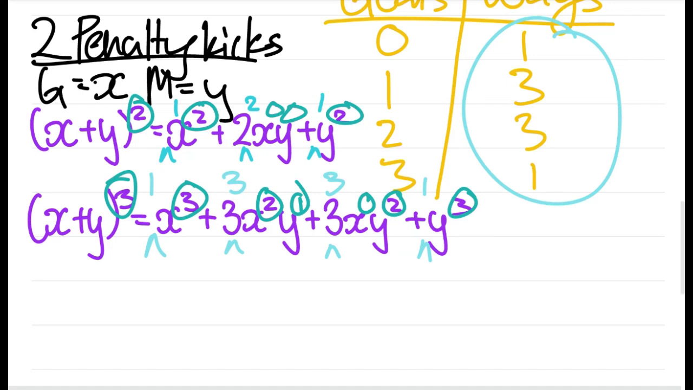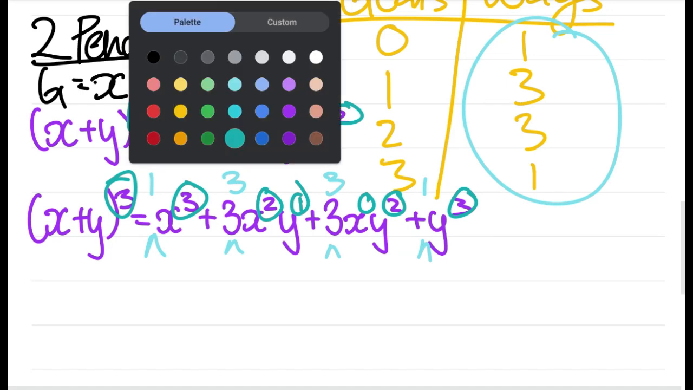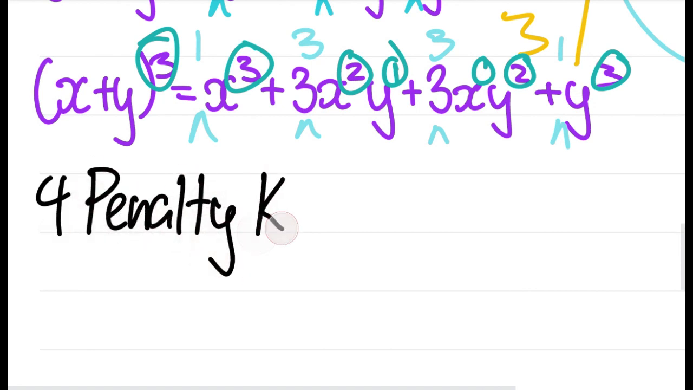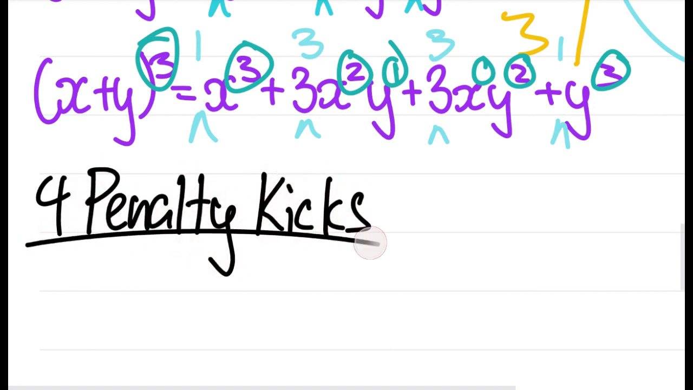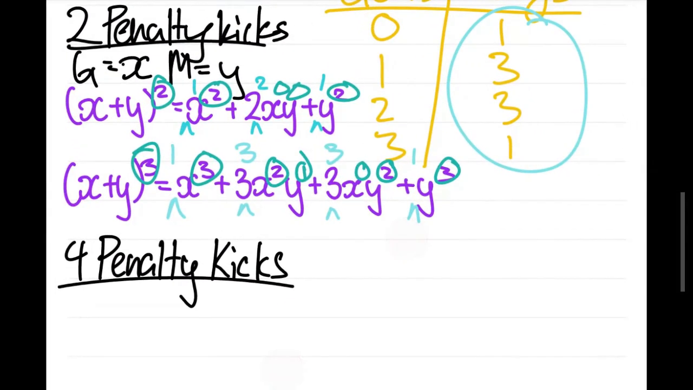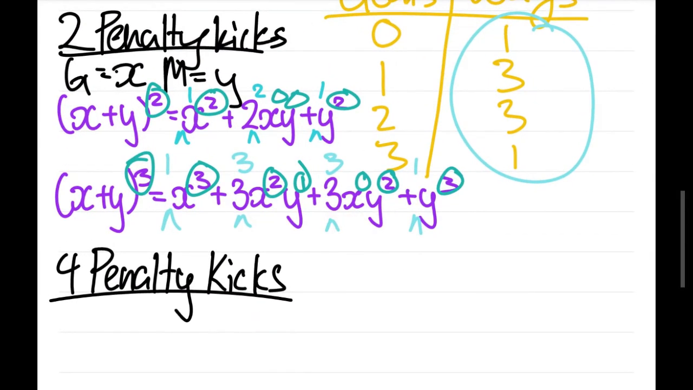Okay, so let's say I have 4 penalty kicks. I want you to find out the possible ways again, fill out the table, then make this equation. Alright, this time I'll give you 2 minutes starting now.